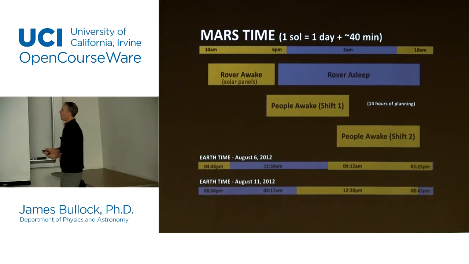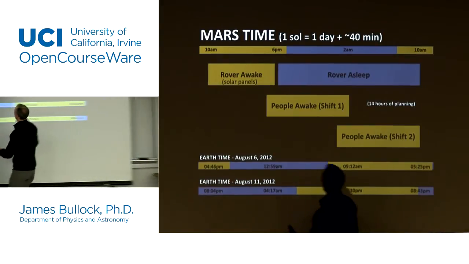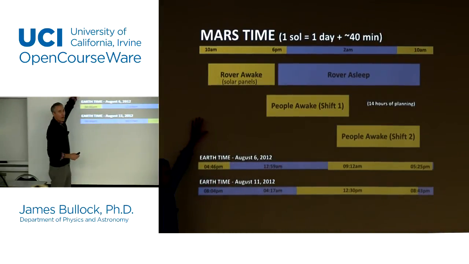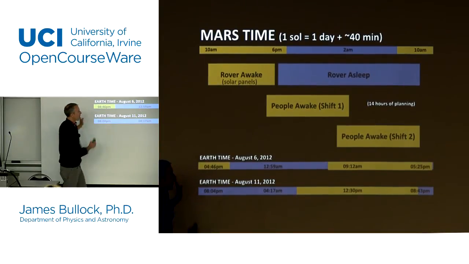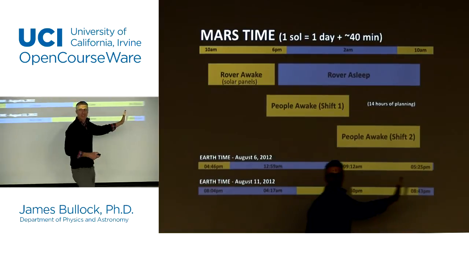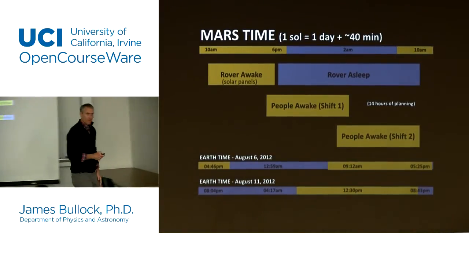Right. So you see that if you keep this schedule fixed on Mars, which is what they do, this is what Earth time was doing on August 6th, and this is what Earth time was doing on August 11th. And it just shifts everything off like that.